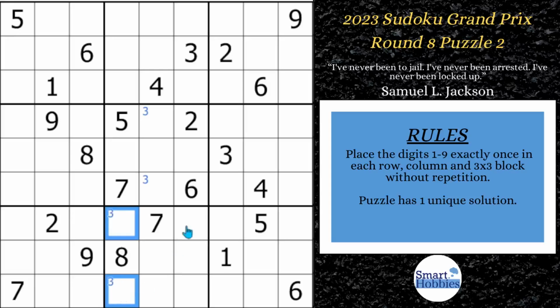Okay, let's look at the fours. You got this 4 here and this 4 here. Only two places for a 4 in block 5 is right there. Again, locked candidates and a pointing pair. The 4s can't be over here because they gotta be in block 5 in row 5. We have two possibilities for 4 over there.